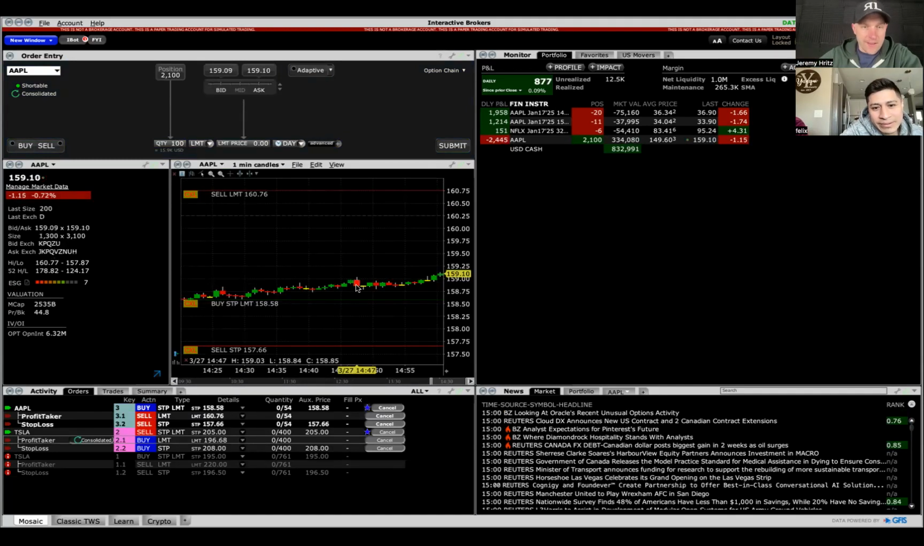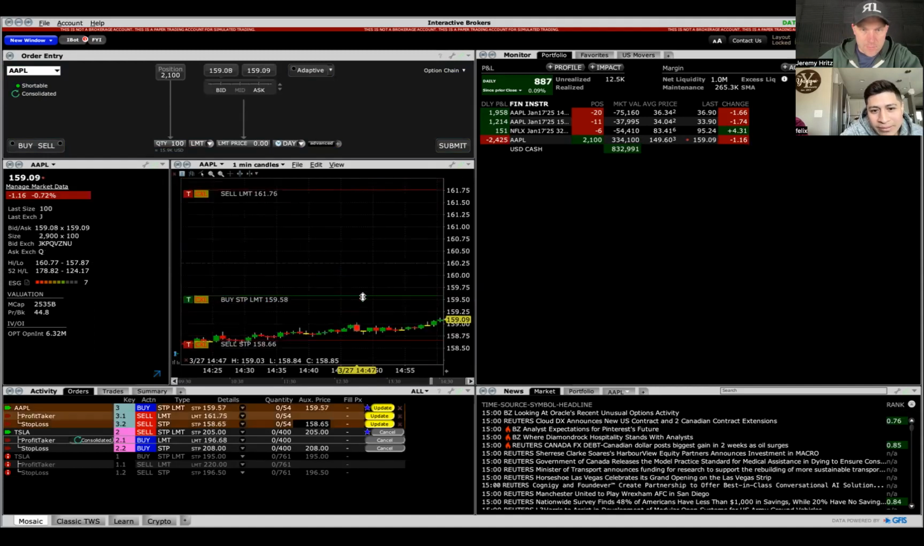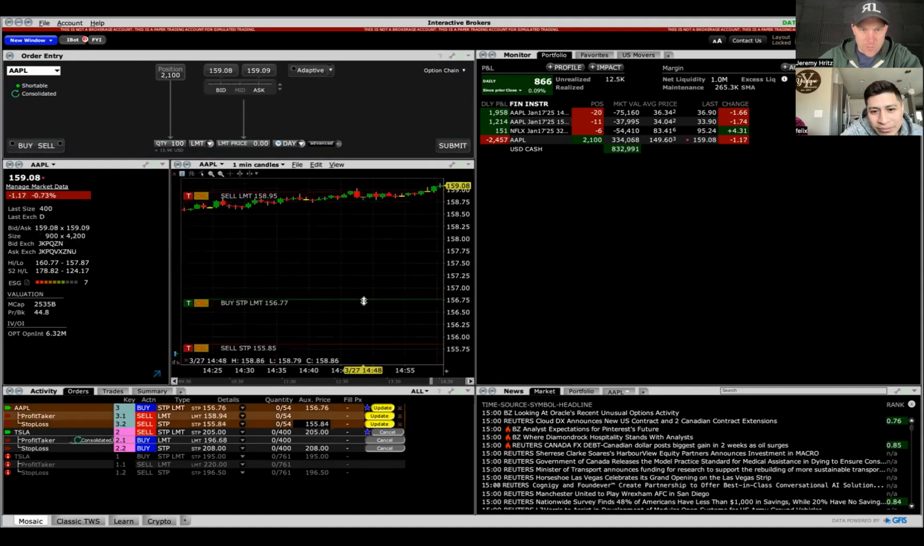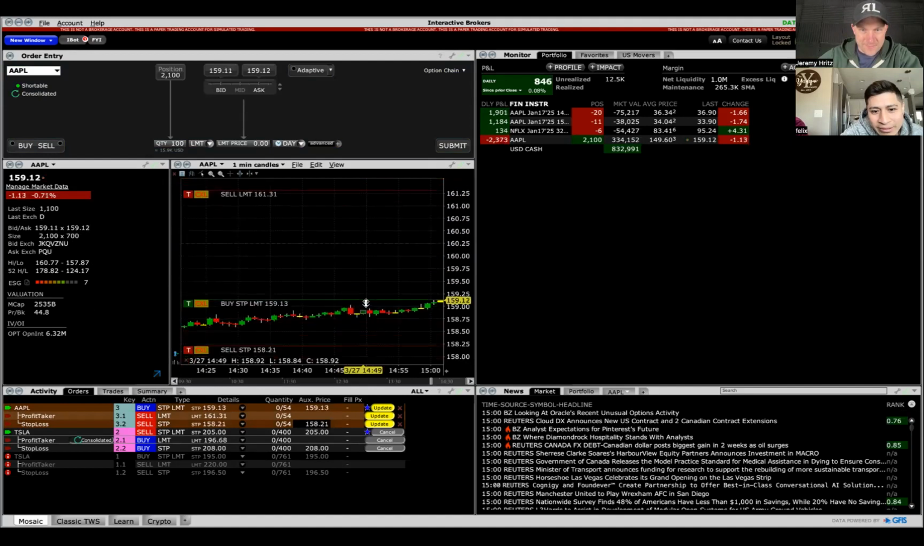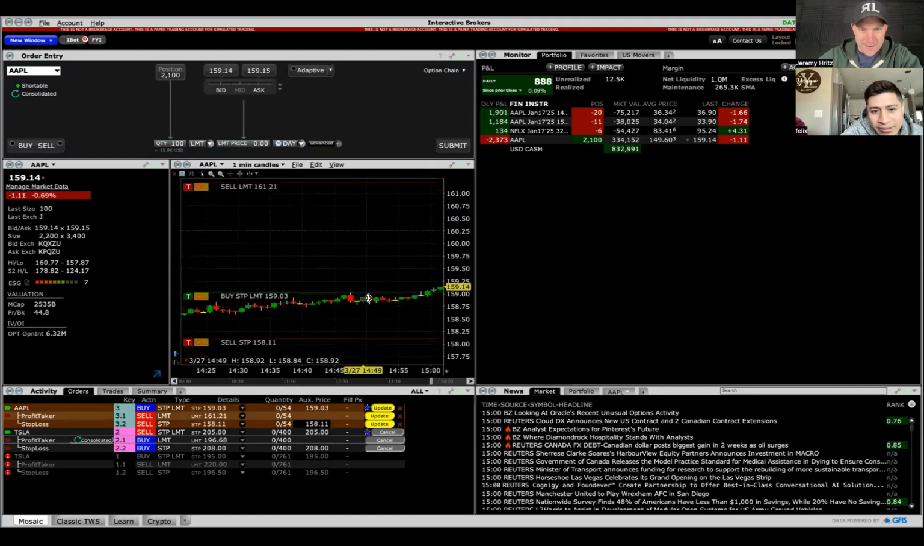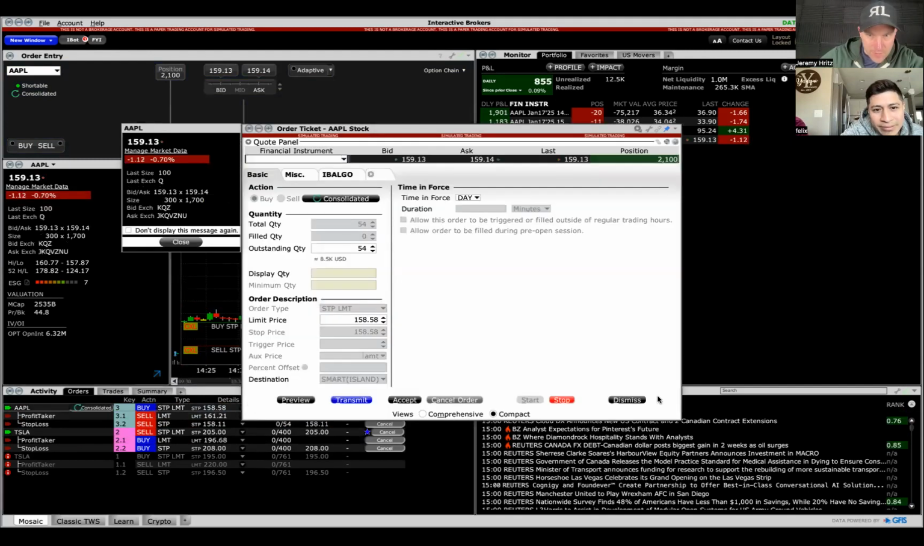Now, since we have data, we can drag this if we want to move our entry up. Whoa, it's moving really fast. Yeah, it is. I'm trying to see if I can get in on this trade. It won't let me. Here, I'll revise it so we can get in. 159.14, if it'll let me.